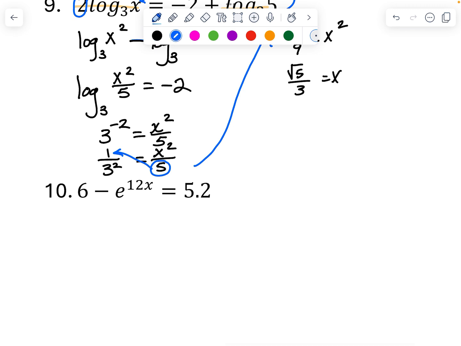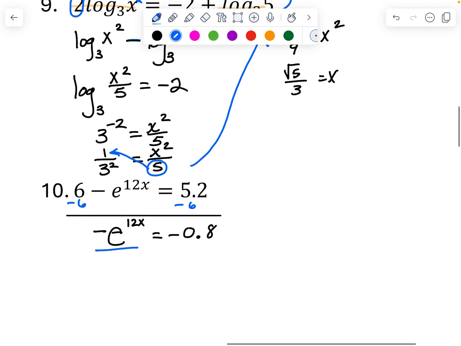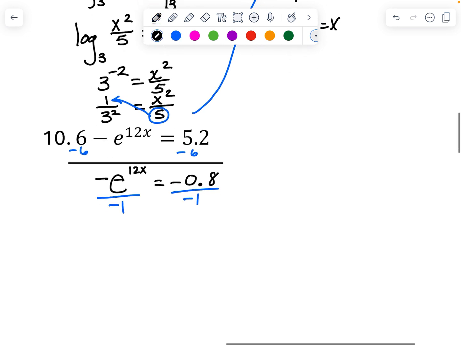I think to do this, I'm going to move the 6. That's going to give me the opposite of e to the 12x as an exponent, and that would be negative 0.8. And then I'm going to divide by negative 1, because I do not want those negative signs there. That's going to give me e to the power of 12x equals 0.8.